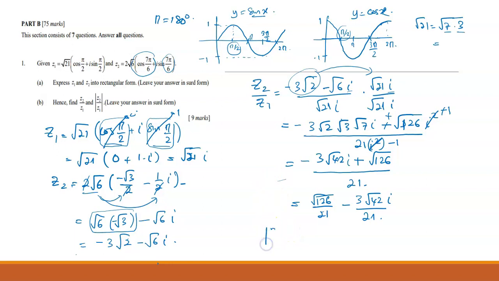So the modulus of Z2 divided by Z1 is the square root of square root of 126 divided by 21 squared, plus negative 3 square root of 42 divided by 21 squared. You may press the calculator and get your answer for this one here. Okay, so let's move to the next question then.